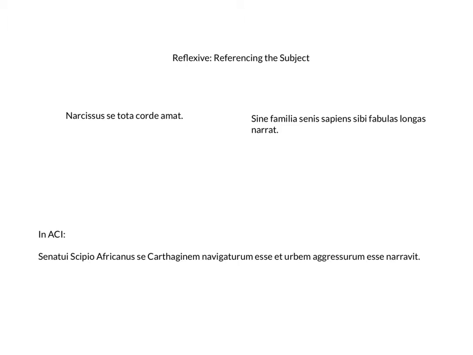The reflexive is named such because it reflects back. In other words, it's like a mirror. It's going to reference the subject of the sentence, and usually that means the subject of the main sentence, which if you have an ACI makes a little bit of sense because you're going to have a main clause and then a dependent clause that's going to reference that subject in the main clause. So just make sure you keep that in mind.